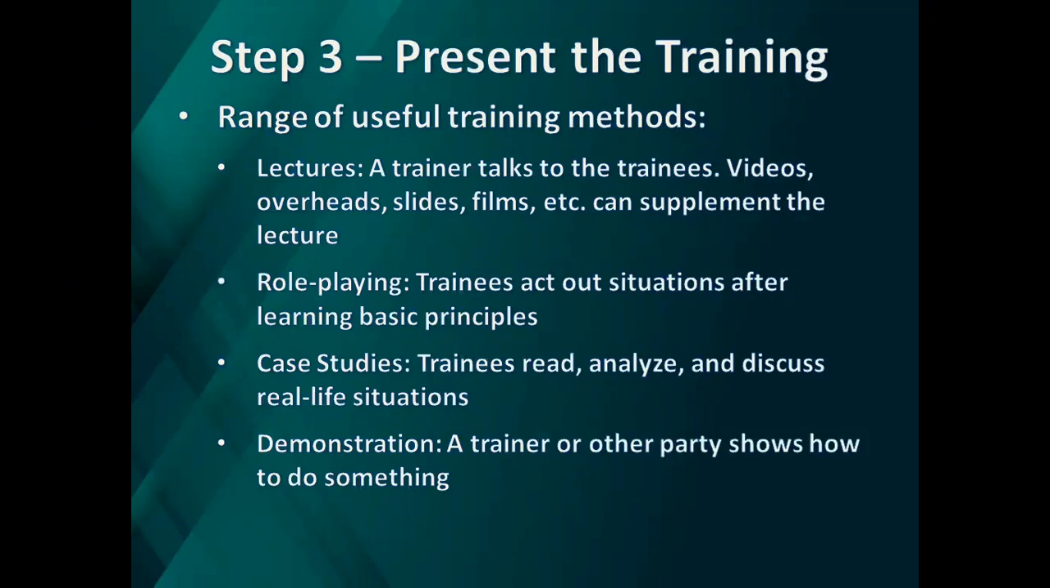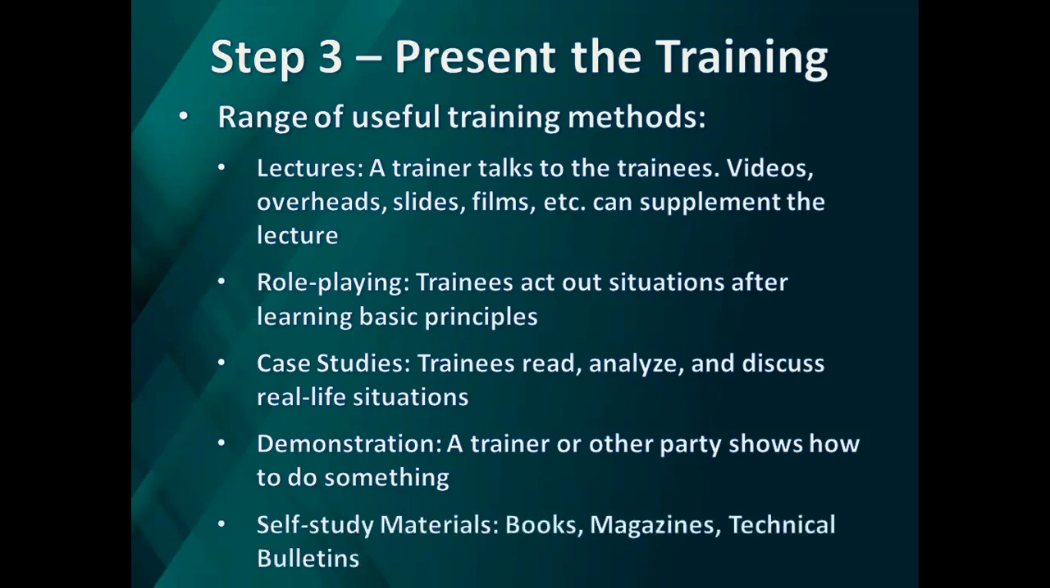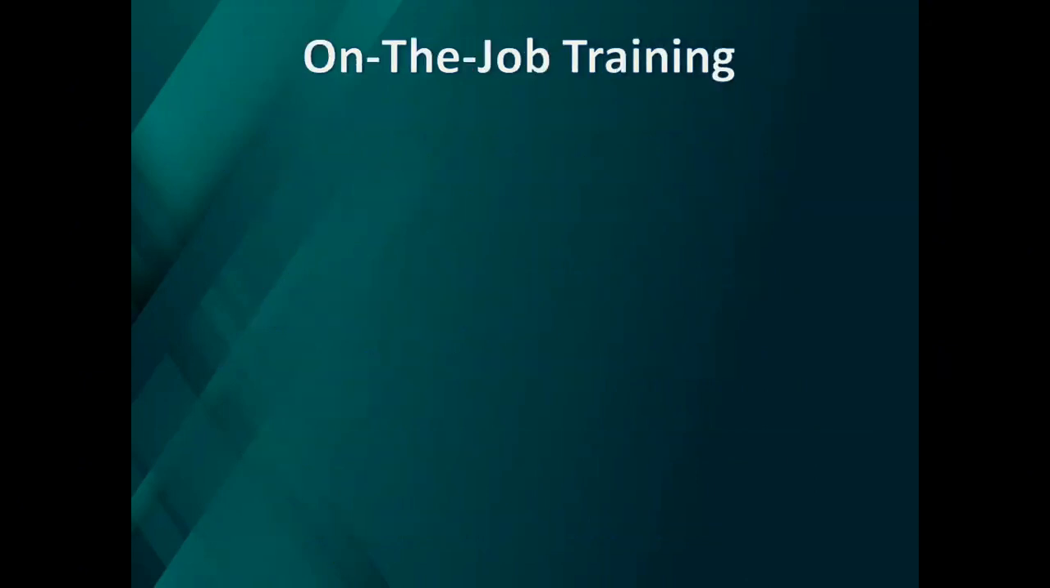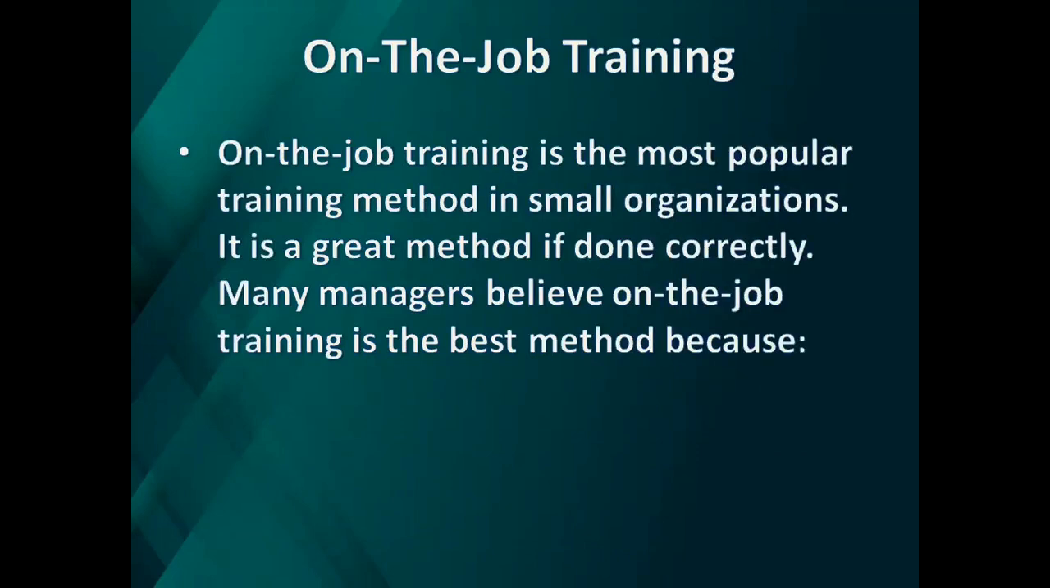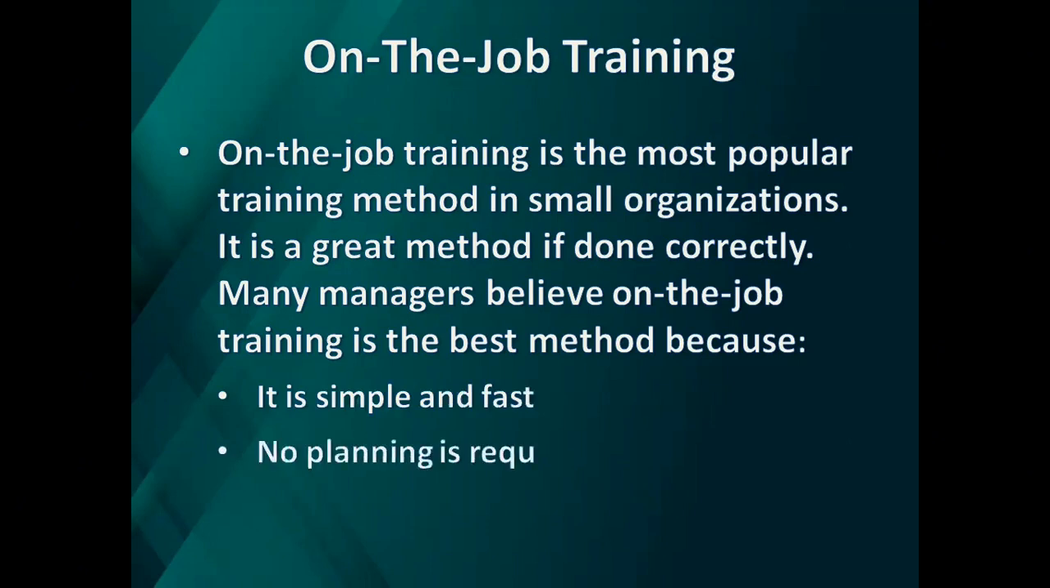Demonstration. A trainer or other party shows how to do something. Self-study materials, books, magazines, technical bulletins. On-the-job training. On-the-job training is the most popular training method in small organizations. It is a great method if done correctly. Many managers believe on-the-job training is the best method because it is simple and fast. No planning is required. It is a method anybody can use.